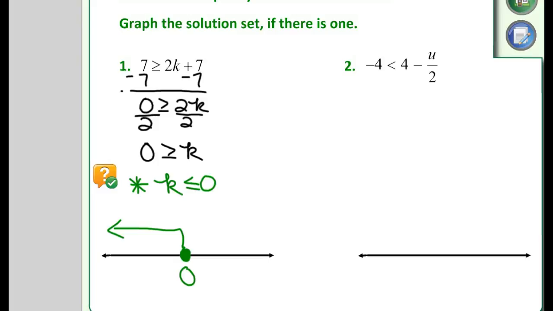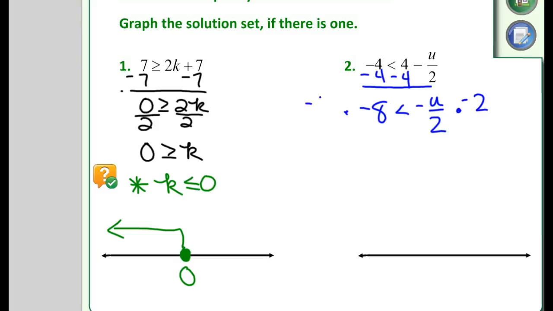Now, let's do the same thing over here with equation number 2. If you notice, once again, we're going to get u by itself. I need to get rid of the floater first. So we're going to subtract 4 from both sides. And so now I have negative 8 is less than negative u over 2. Now, remember, to get rid of that denominator, we've got to multiply both sides by negative 2.